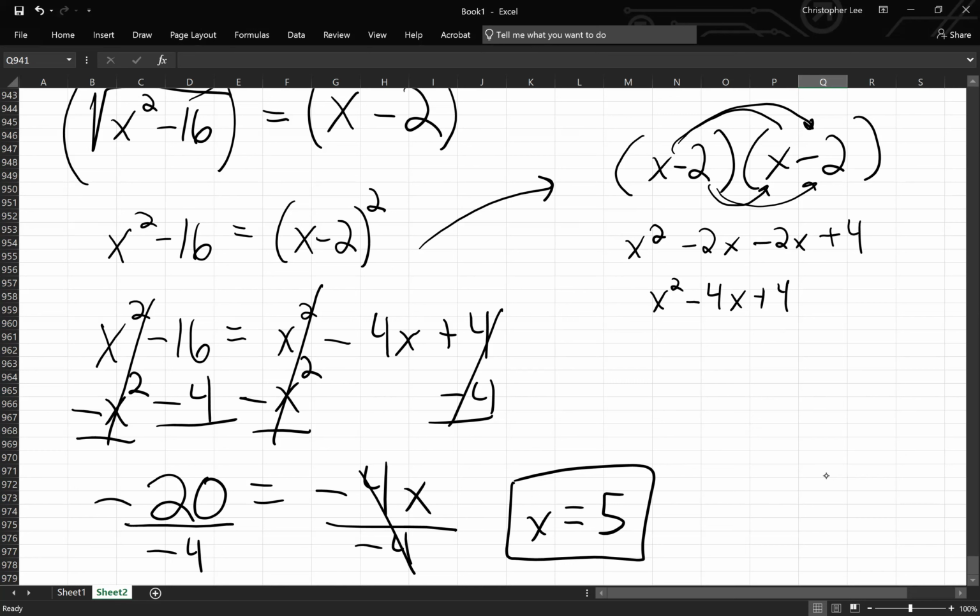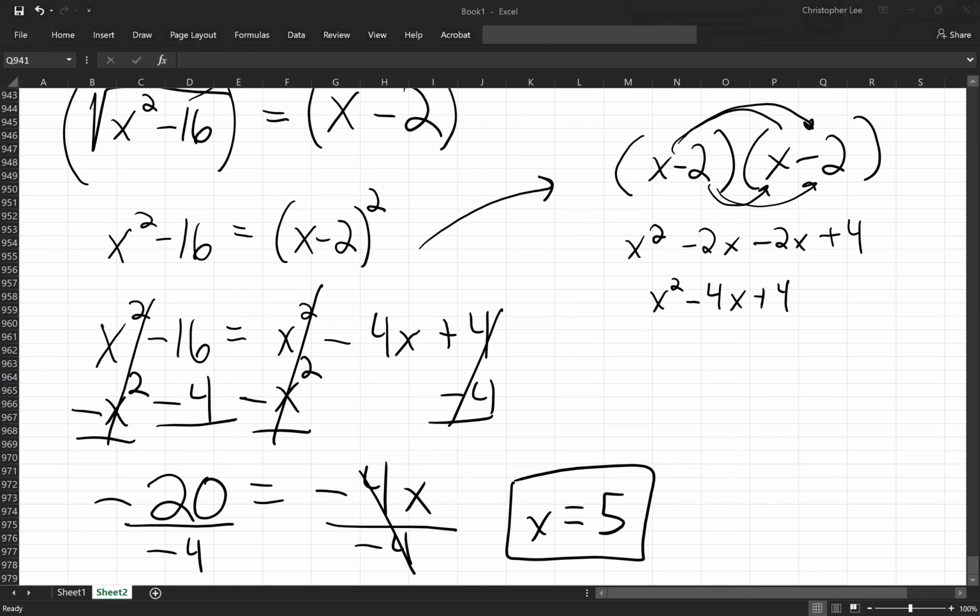Any other questions on this one? All right, just want to get the answer, right? After we get the answer, we're good to go. Let's take a look at another one.